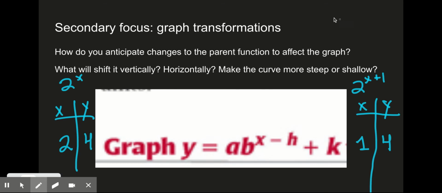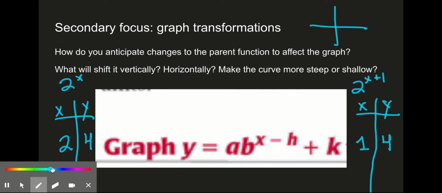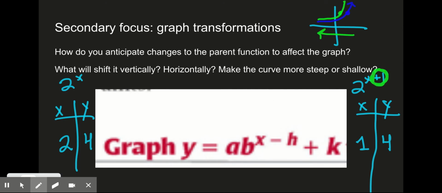So what just happened here? Well, what happened is I used to have a point at 2, 4. Now I have a point at 1, 4. So what happened? I moved it to the left. So anytime you see addition here, you think, oh, I'm allowed to use smaller numbers. I can plug in smaller numbers to get the same result, meaning it's going to move to the left. If it's a negative, you go, oh, I need bigger numbers, right? So it's going to move to the right. That's, I think, the toughest one to get.